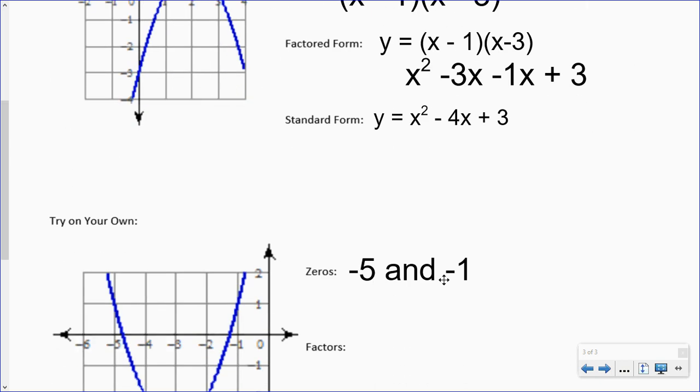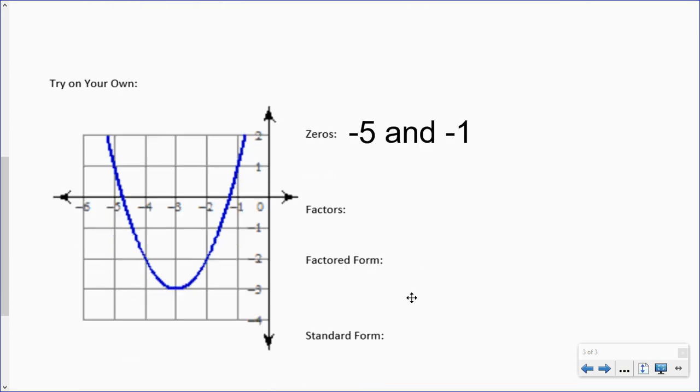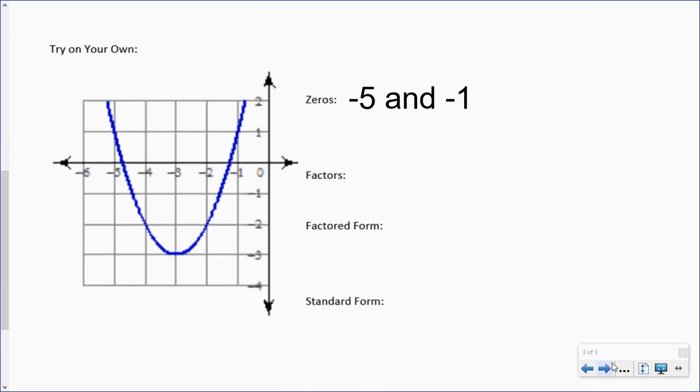Okay? So you guys are going to try this one on your own. I messed up because I didn't give you stuff that had an actual 0. So use zeros, negative 5, and negative 1. Come up with your factors, write your factored form, write your standard form. And that's it. That's really the only thing you guys are trying on your own.